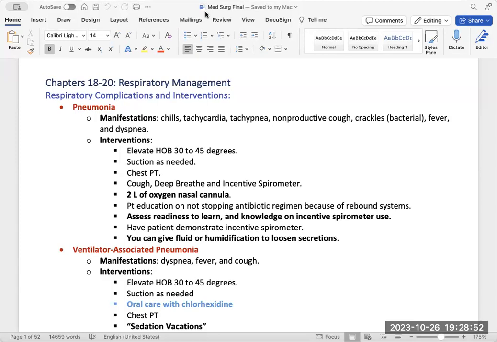Also, as Habib always emphasized, assess their readiness to learn or wanting to learn how to use the incentive spirometer, right? Assessing their ability to want to know interventions that are going to help them is important, because we could tell them all they want, but if they don't care, then there might not be a necessity to teach them all of this if they don't really want to hear it. And as you said, give them a humidifier to loosen secretions. All of this we're going to see repeated again.